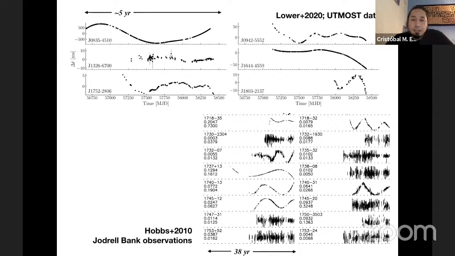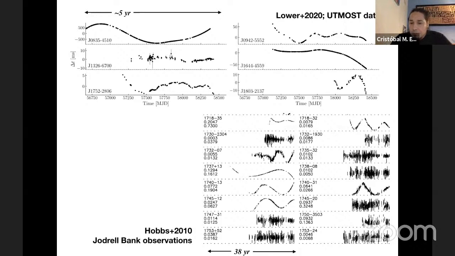In the bottom, there are other examples from a very extended investigation that Hobbs and collaborators did in 2010 with Jodrell Bank observations. And you can see these are other cases in which you can see timing noise in many pulsars.